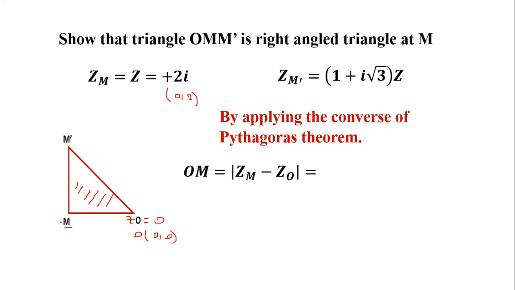First, I will find the segment OM as the modulus of ZM minus ZO. Z of O is 0 and Z of M, according to the given, is plus 2i. As we know, to find the modulus of any complex number we use the formula radical x squared plus y squared. So the measure of the side OM is equal to 2.